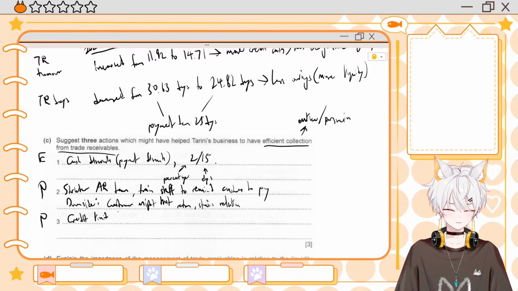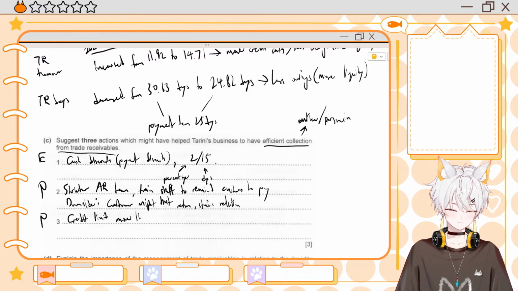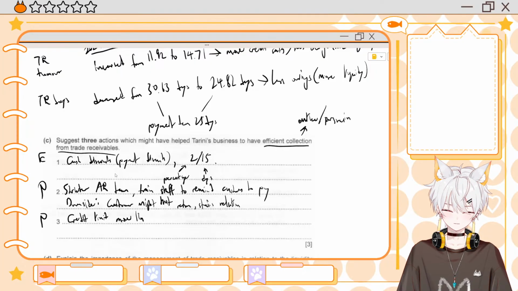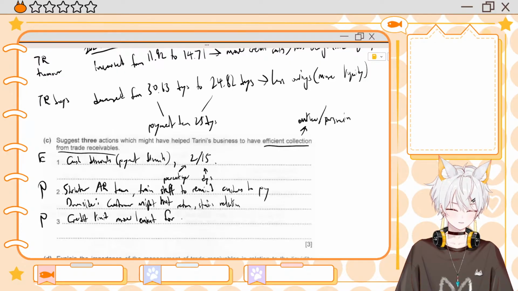So credit limit becomes more lenient for more loyal customers, like for more adherent customers.